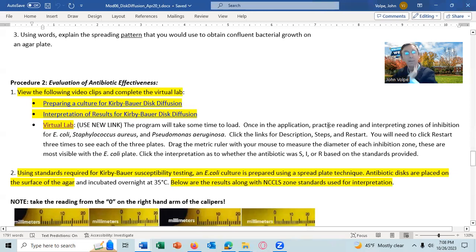All right, so 2, using the standards required for the Kirby-Bauer disc susceptibility test, an E. coli culture is prepared using the spread plate technique, meaning the Kirby-Bauer test. Antibiotic discs are placed on the surface of the agar and incubated overnight at 35 degrees. Below are the results with the NCCLS zone standards used for interpretation.